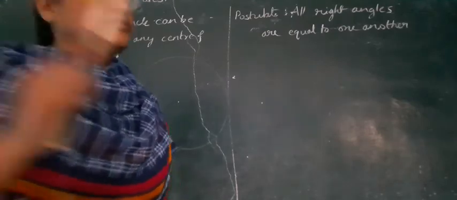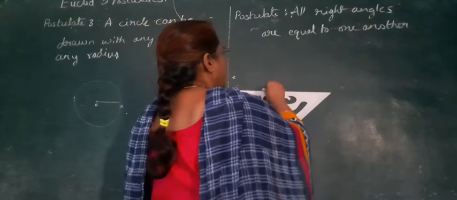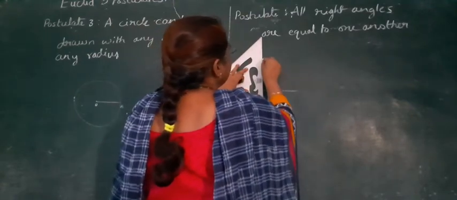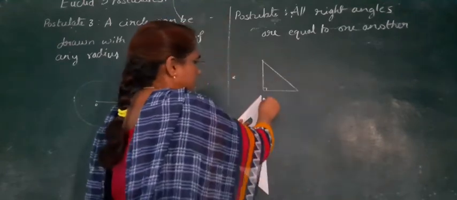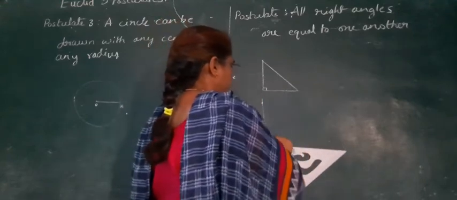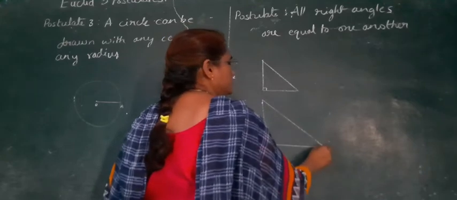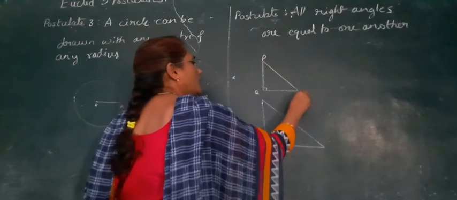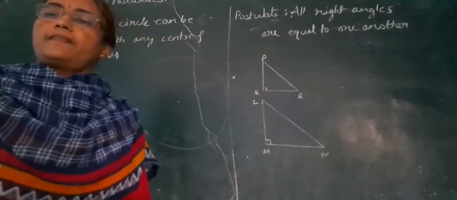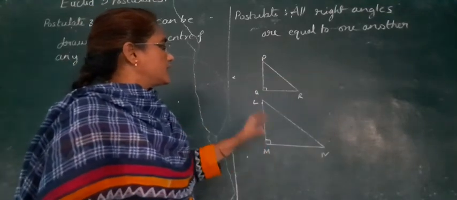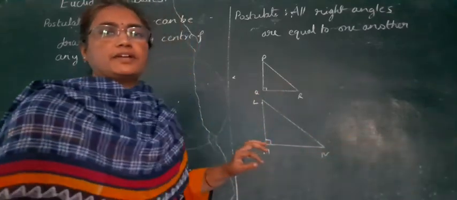Next we will go for the fourth postulate. What does the fourth postulate say? All right angles are equal to one another. This you know very well. See, I will draw one right angle here. Remember that this is 90 degrees. This angle should be 90 degrees. And I will take another right angle. P, Q, R, L, M, N. This is also 90 degrees, this is also 90 degrees. If we compare these two, this is a smaller one and this is a bigger one.